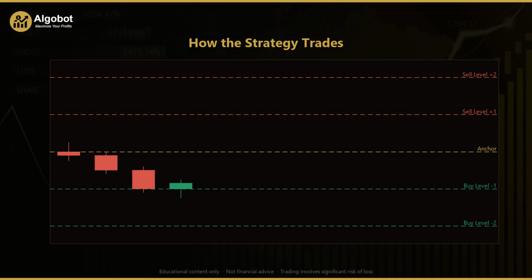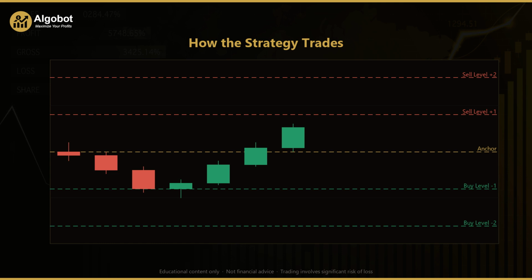Price opens right around the anchor at 1.0850, then begins to slide lower. On the third candle, price falls and crosses down through the first buy level at 1.0830. This is the moment the strategy signals a long trade. It is buying the dip, expecting the pendulum to swing back toward the anchor. You can see the buy entry marker appear right there.